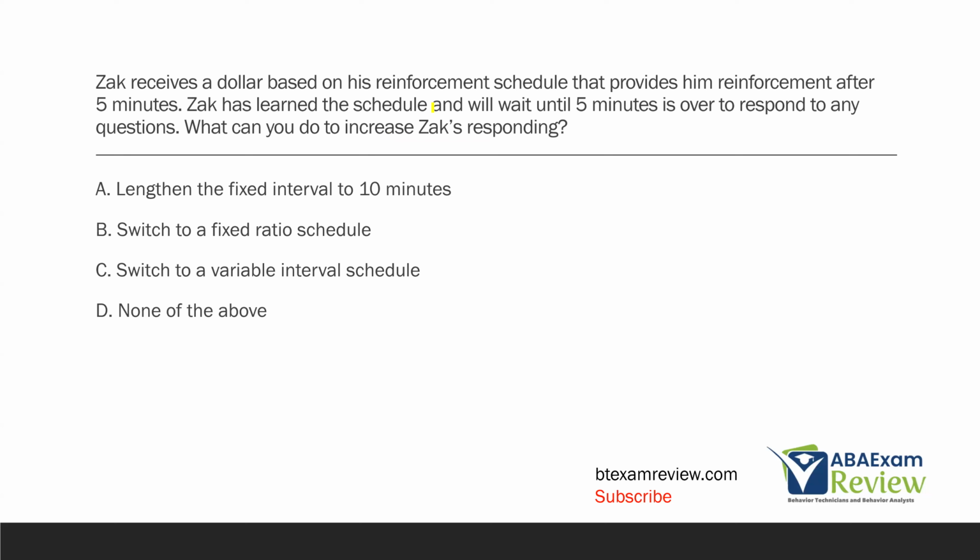In this case, Zach is on what type of schedule? Well, we know he receives reinforcement after 5 minutes. So every 5 minutes, Zach is getting reinforced following the response once 5 minutes has elapsed. The problem is Zach learned the schedule, and now he's waiting until 5 minutes is over to respond to any questions. Now, why would Zach do that?